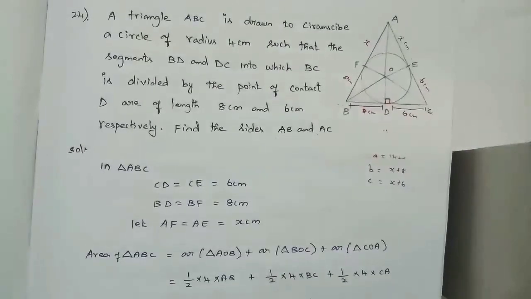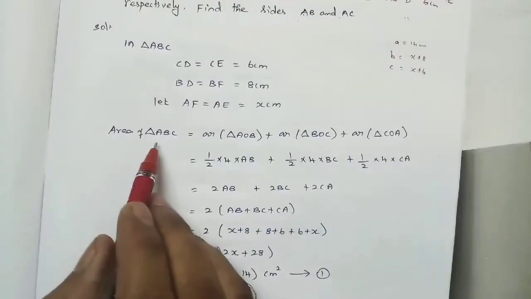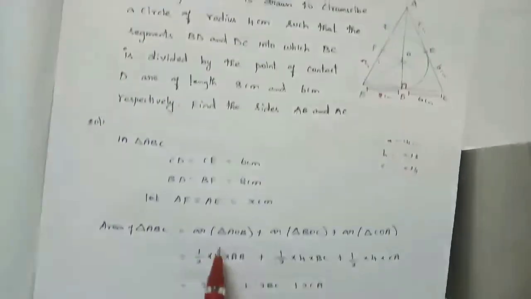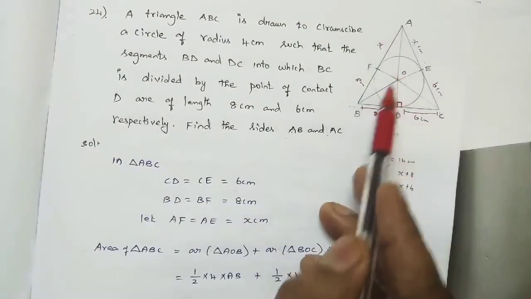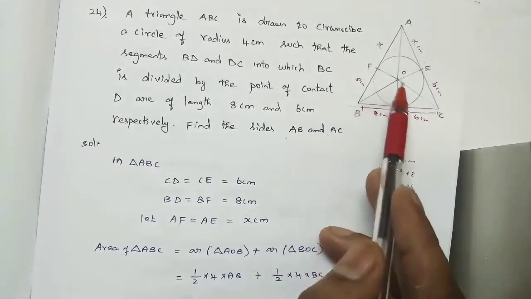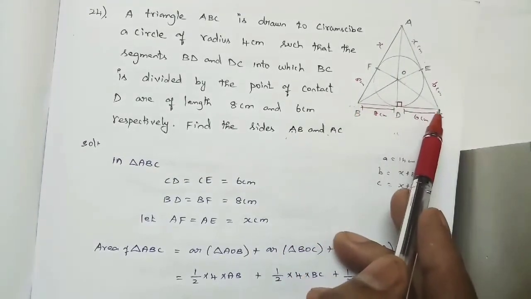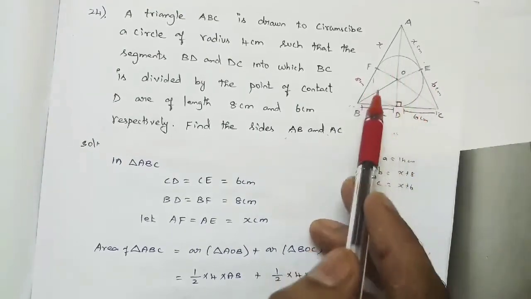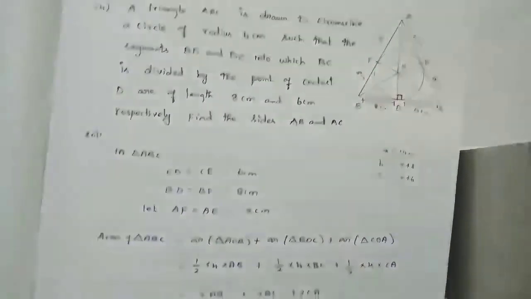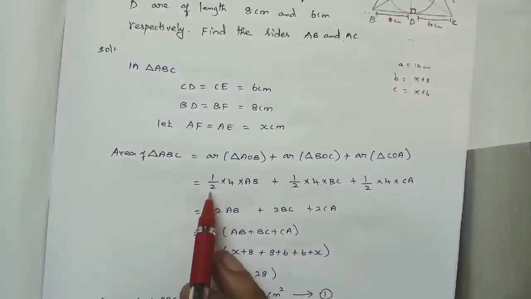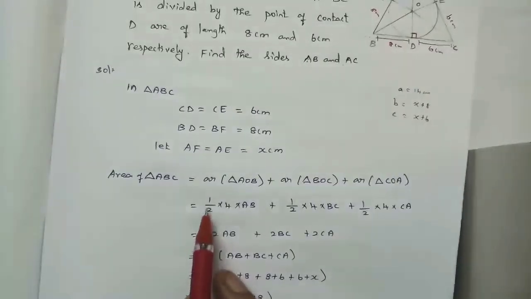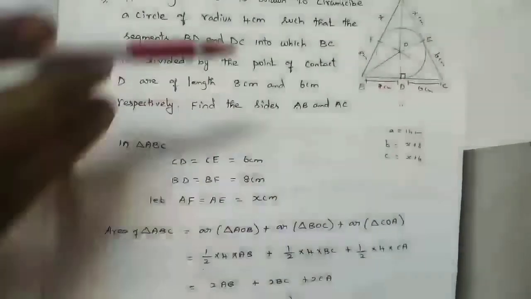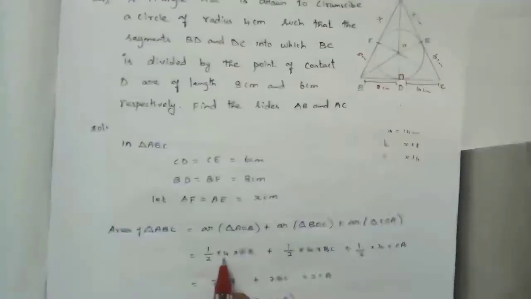So coming to the sum: area of triangle ABC is equal to area of triangle AOB plus area of triangle BOC plus area of triangle COA, right? When I add these three triangles, we get the full area of triangle ABC. So it is equal to half into base into height. In triangle AOB, what is the base? AB is the base, and the height is 4 centimeter.